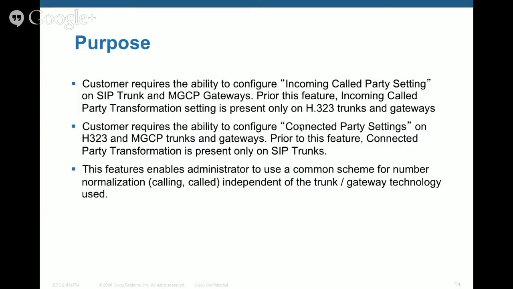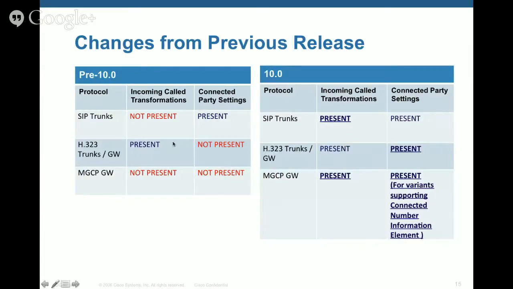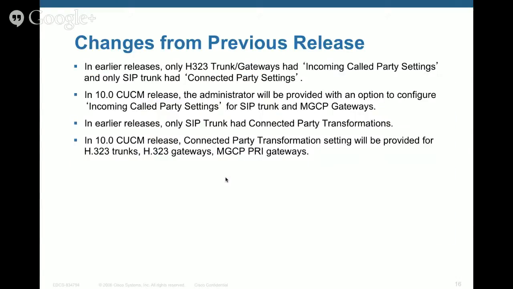This feature enables the administrator to use a common schema for numbering normalization independent of the gateway or trunks across different protocols. This is another form of representation wherein currently we have incoming calling party transformations only present on H323 gateway and not present on SIP trunks and MGCP gateway. Connected party settings are only present on SIP trunks and not present on H323 gateways and MGCP gateways. This is the tabular format of the same information.